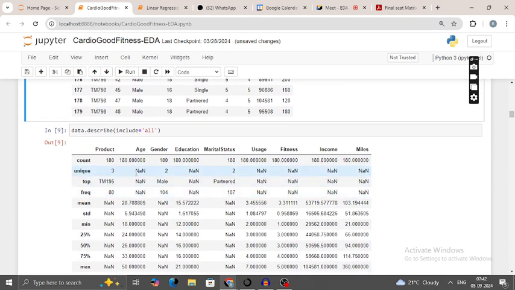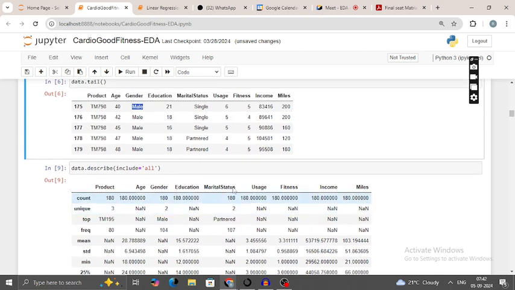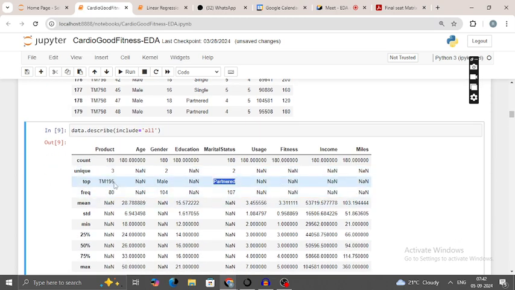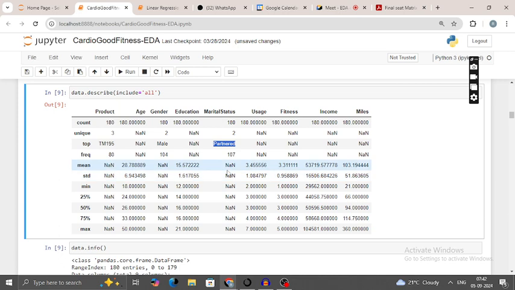But look at this, marital status: count, it is counting. 2 unique, either single or partnered. Most of them are partnered, so that is top, and frequency 107 out of 180, most of them are partnered. But look at this, since they are objects, they do not have a mean value, standard deviation, or minimum value. Wherever objects are there, you will encounter NaN values.